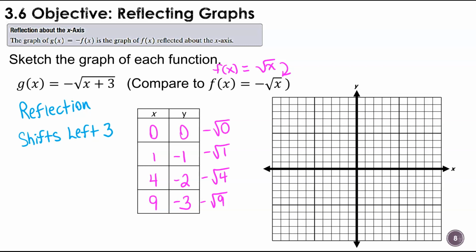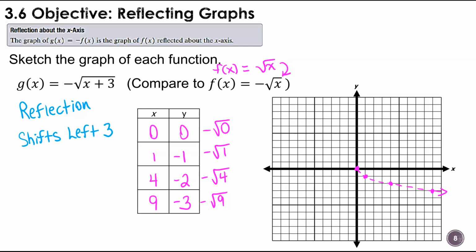And so this is my recommendation, is to go take your parent graph, your common graph, reflect it, and then use that to get the graph that you're supposed to be graphing for that problem. Okay, so let's graph these. We have 0, 0. At 1, we are at negative 1. At 4, we are at negative 2. And at 9, we're at negative 3. Okay. And so we're going to use our dotted, dashed way of making this graph.